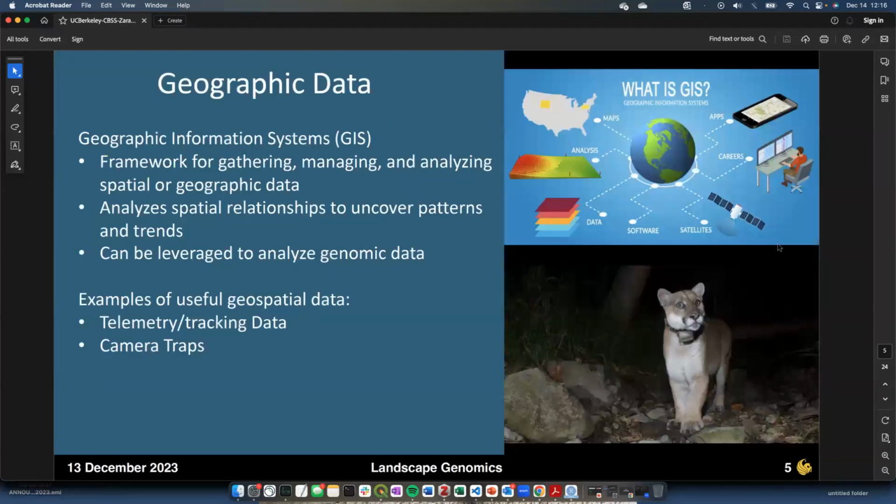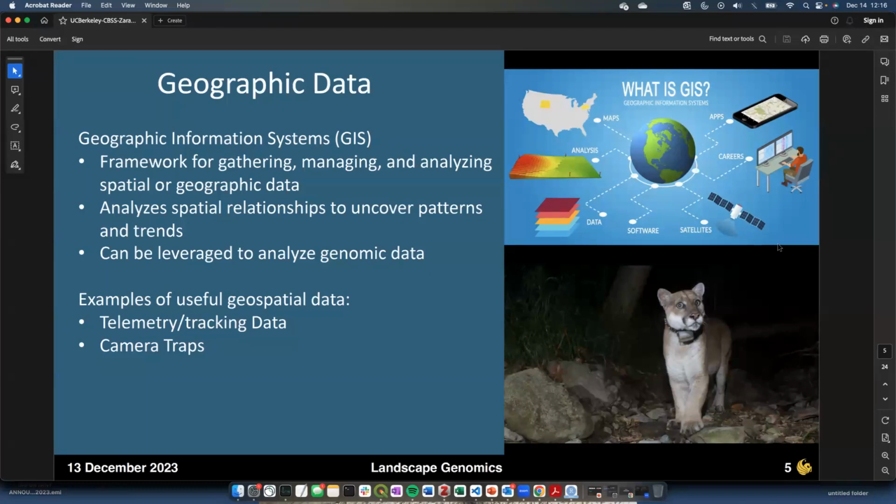So for geographic data, most of what we work with is based on geographic information systems. How many people here actually use things like GIS in their research? Cool, so there's like half-ish of the people. So GIS is really, really important when working with landscape genetics and landscape genomics data, because it's just so easy to manage that type of data, especially when you're working at multiple spatial scales.